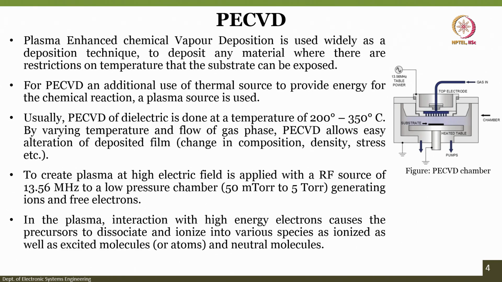Now, to create plasma, a high electric field is applied. You can see here, just as a representation, a purple color plasma, because when you see it, it looks like a bluish purple color. So, to create plasma, a high electric field is applied with an RF source of 13.56 megahertz to a low pressure chamber, about 50 millitorr to 5 torr, generating ions and free electrons. In the plasma, interaction with the high energy electrons causes the precursors to dissociate and ionize into various species, as ionized as well as excited molecules and neutral molecules.